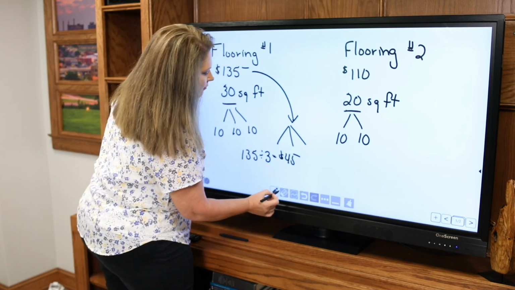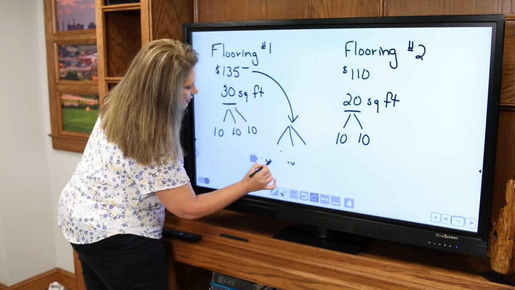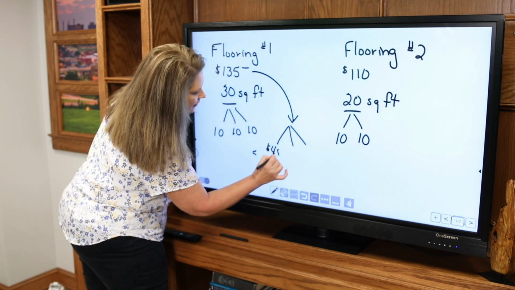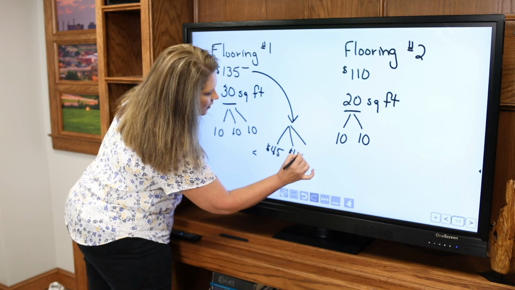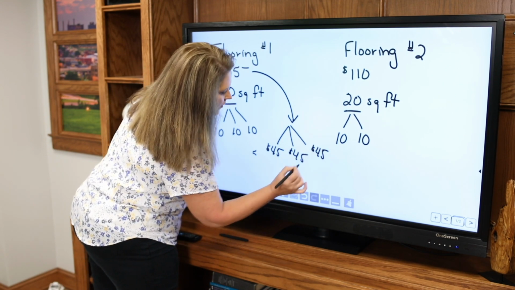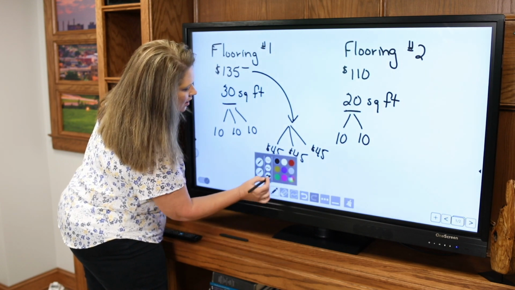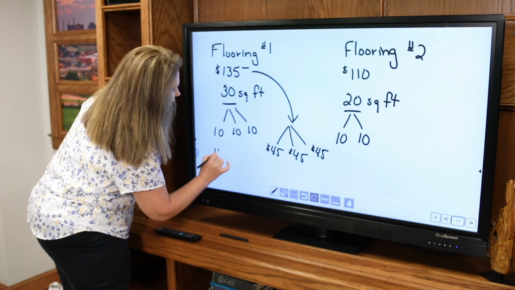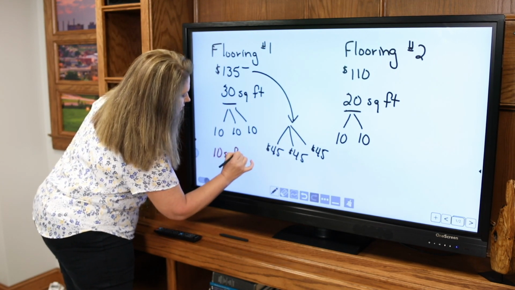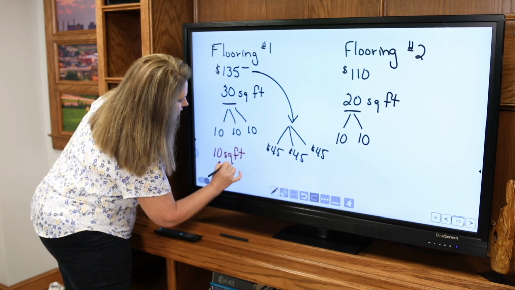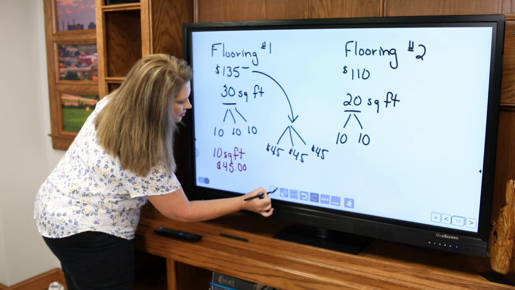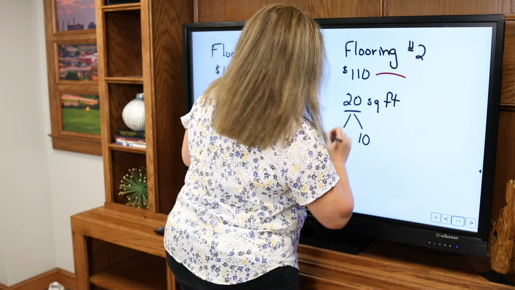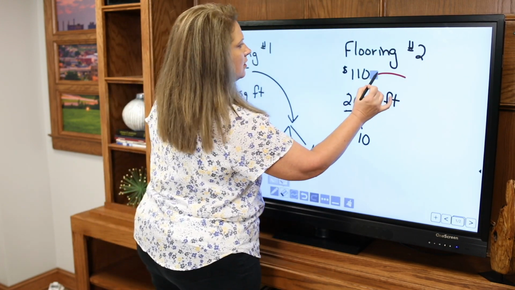Okay. Now I'm going to erase that because it's in the way of my graphics. So this is going to be 45. This is going to be 45. And this is going to be 45. So I can really say for every 10 square feet, it's going to cost me $45.